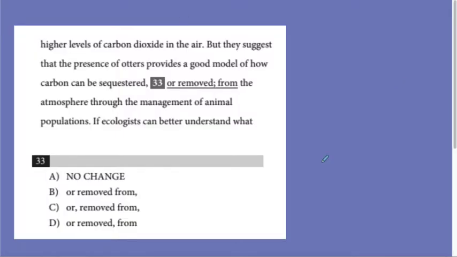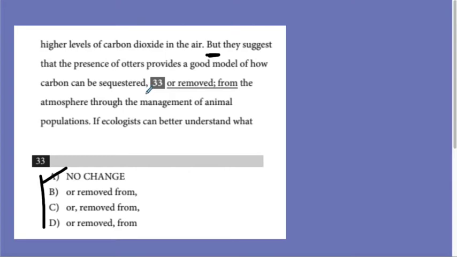I look at it and I can tell by the answers that I'm being tested on punctuation because all the words are the same. The only difference is that I've got different punctuation. So I have to think commas, semicolons, and colons. I read the sentence: "but they suggest that the presence of otters provides a good model of how carbon can be sequestered or removed." I see a semicolon. I also see that dependent marker word, but, and I can see that it's not a complete thought before, and also not a complete thought after. So A is out.